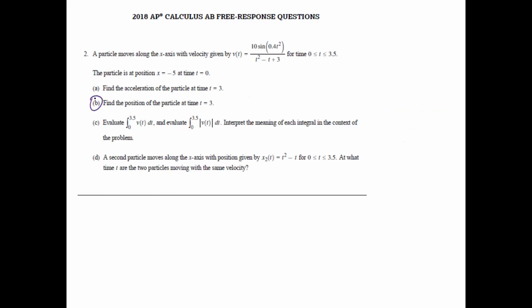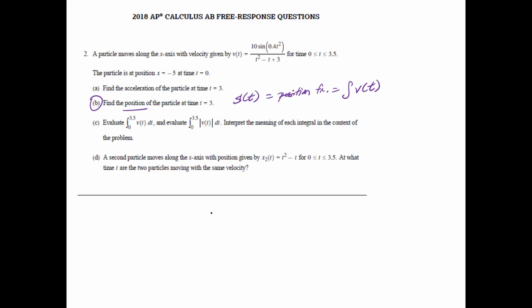Okay, let's go on to B. For B, it says find the position of the particle when t equals 3. The keyword here is position, so you're looking for the s of t, which is the position function. The position function is going to be equal to the integral of v of t. So we're going to do the integral in this situation.